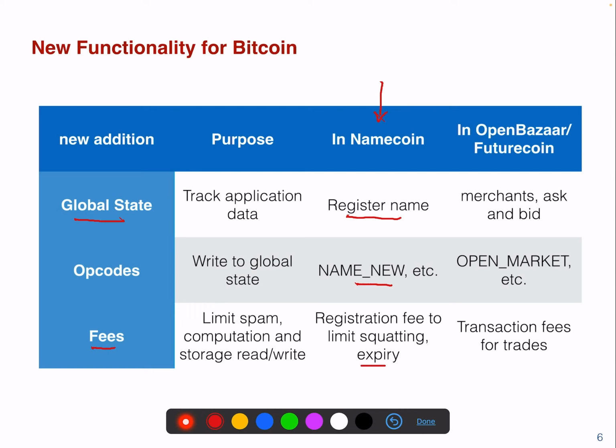And the same goes for other systems. So OpenBazaar is, for example, a marketplace, right? So you want to have a global state that represents merchants, ask and bid prices. So you need to add the corresponding opcodes such that your blockchain can perform these operations. And then obviously you have transaction fees for trades that go to, for example, those that are mining the blocks, in order to avoid spam, etc.